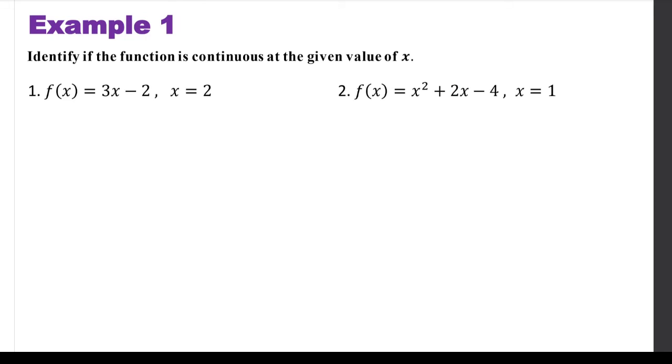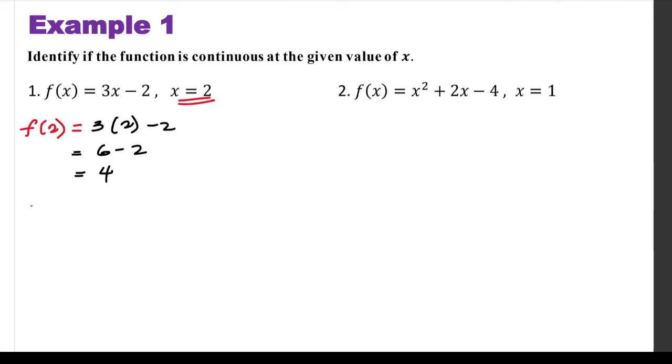Let us have some examples. Let's say, for example 1, we need to identify if the given function is continuous at the given value of x. So for this item, our function is 3x minus 2, and we need to identify if this function is continuous at x is equal to 2. So let us have f of 2. Doing this, we just need to substitute the given value of x to our function. So we would be doing 3 times 2 minus 2, and therefore I have 6 minus 2, and this is 4.